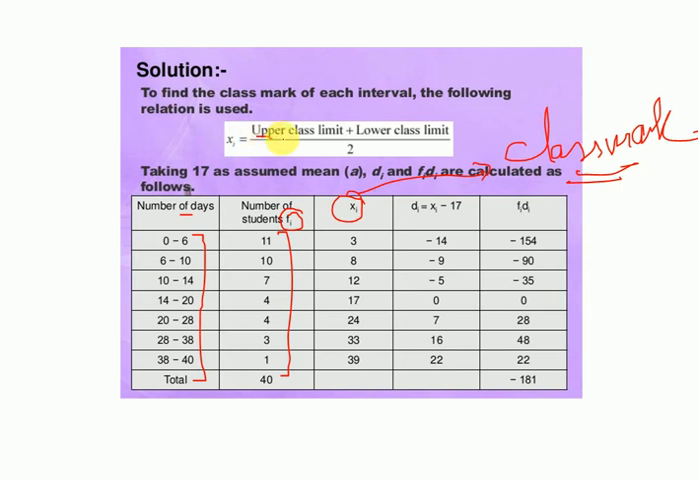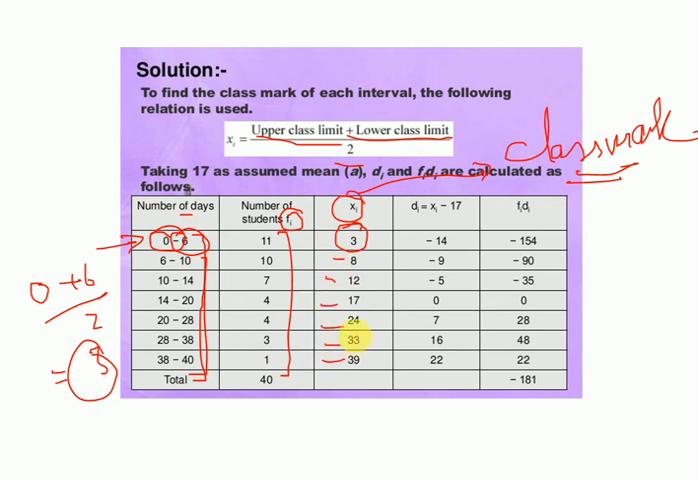Class mark is found by upper class limit plus lower class limit upon 2. Understood? Now the upper class limit is 0 in this class, plus the lower class limit, that is 6, upon 2. So 0 plus 6 upon 2, I will get 3. So that's why I have written 3 here. And after doing this for all of them, you will get these values, and then you will find di.